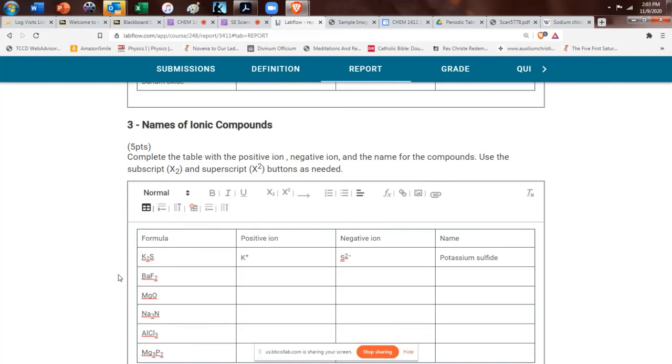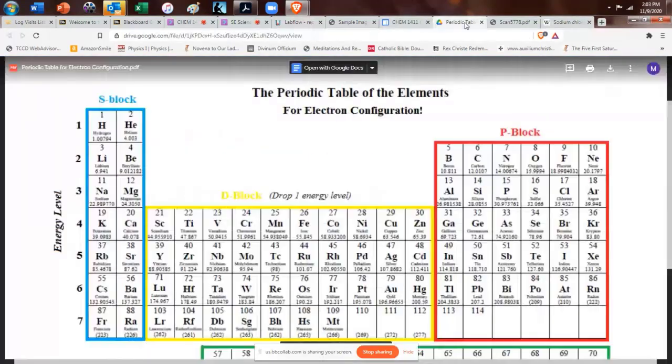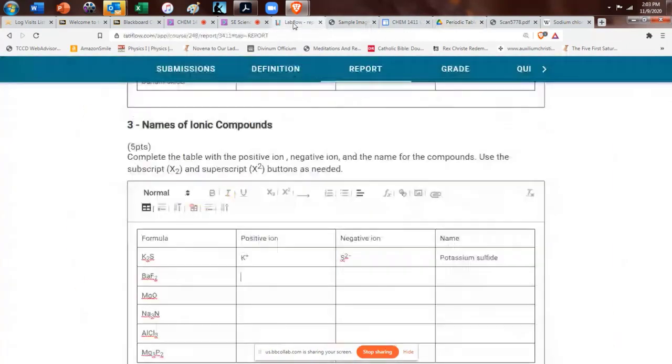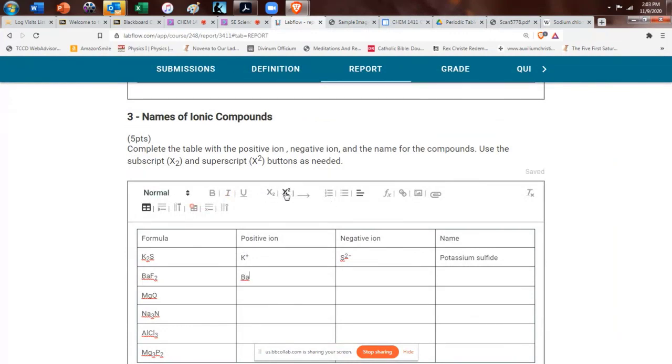So barium, in this case, look where it is on the periodic table. Second column, barium, towards the bottom. That's going to be close to xenon. It's going to lose 2 electrons. It's going to be a positive 2 charge. So barium's going to be a 2 plus charge, a little superscript there, 2 plus.